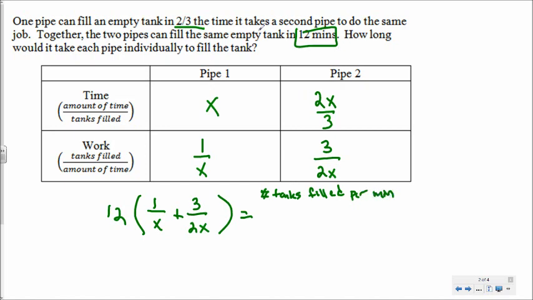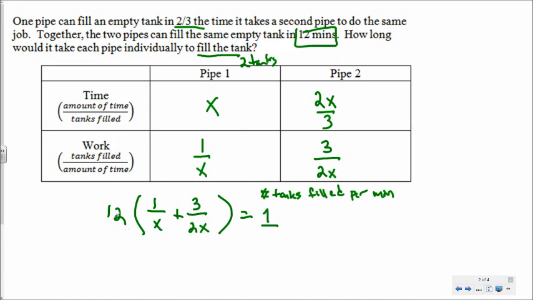So looking up here, how many tanks get filled per minute? Well, it's filling 1 empty tank, so this will equal 1. If it said fill 2 tanks, this number would be 2. 3 tanks, 3, and so on. It's how many are getting filled. It's the total amount of work completed.